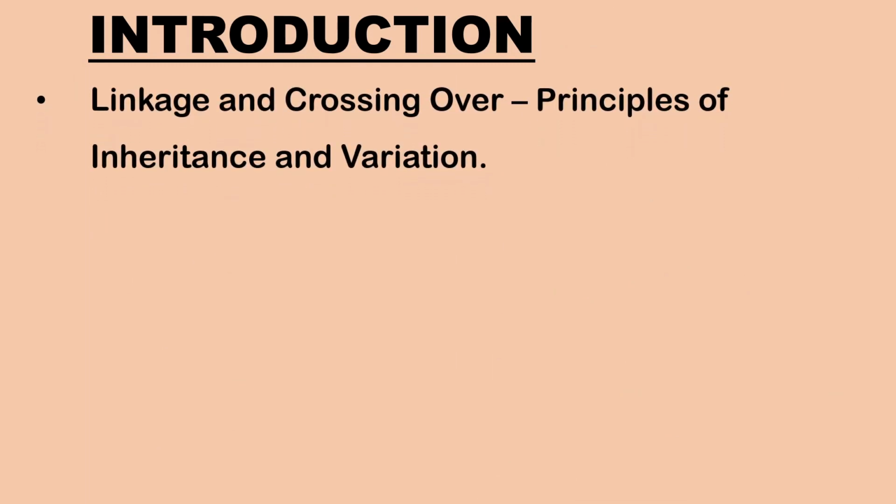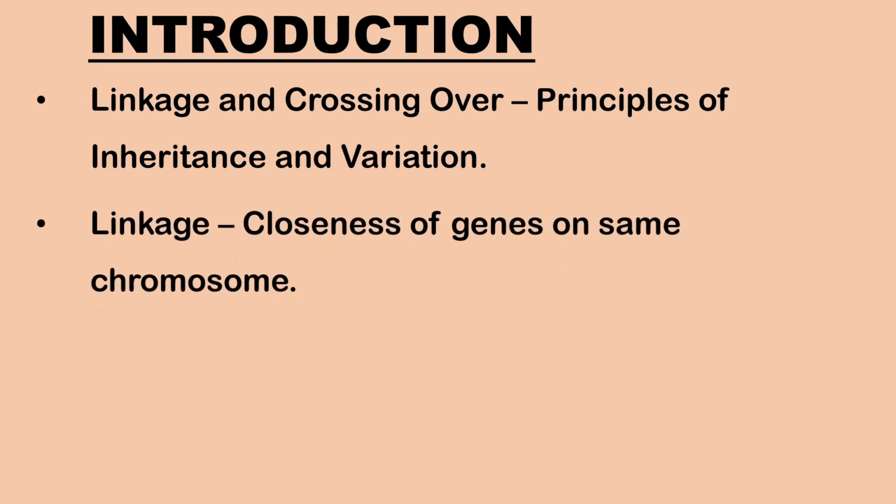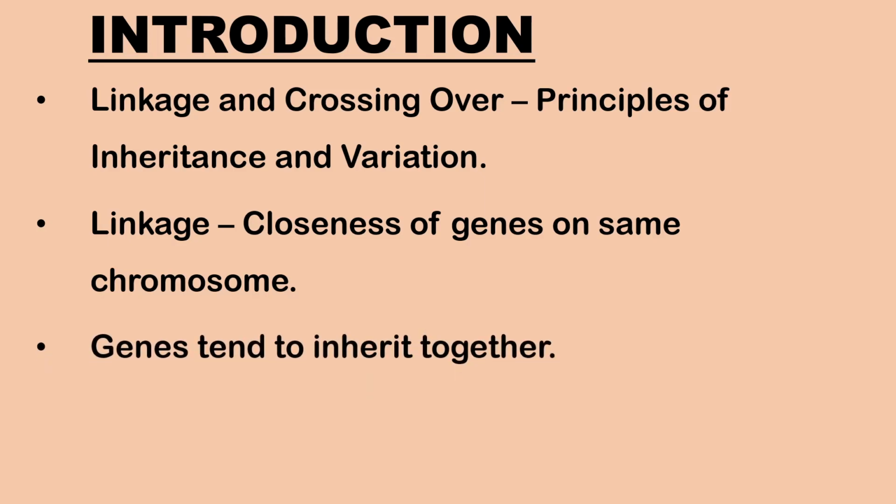Linkage and crossing over are the two main principles of inheritance and variation. Linkage may be defined as the nearness of genes or other DNA sequence to one another on the same chromosome, or the coexistence of two or more genes in the same chromosome is known as linkage. Genes present on the chromosomes have an inclination to inherit together.